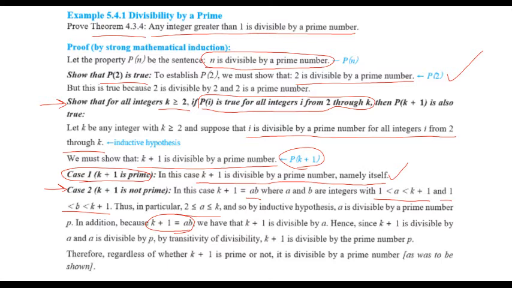So basically, regardless of whether k plus 1 is prime or not, we have proved that it is divisible by a prime number.